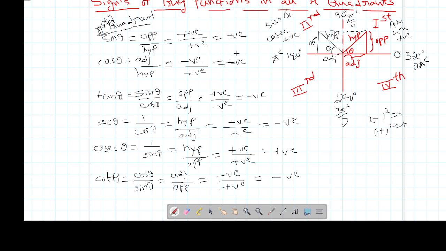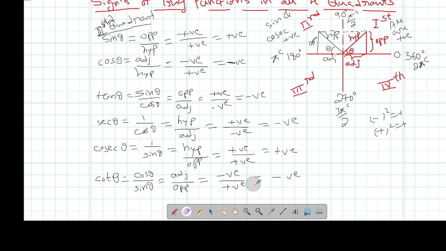And look at the other trigonometric functions. Cos depends on the x-axis, x is negative, so it is negative. Look at tan: it depends on both the y-axis and the x-axis. One of them is negative, so tan is negative. Sec depends on cos, which depends on the x-axis, x is negative, so it is negative. Cosecant depends on sine, which depends on the y-axis, y is positive, so it is positive. Cot depends on both the axes, right? One of them, the x-axis, is negative, so it is negative. Very good. Let's see the third quadrant.